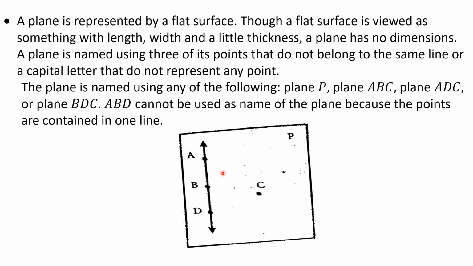And then, if we use points, our points should not be contained in just one line. At least 1 point should not lie on the same line. For example, point C does not lie on this line, so we can name it plane ABC. We cannot use plane ABD since the 3 points are on one line. So we cannot use it in naming a plane.